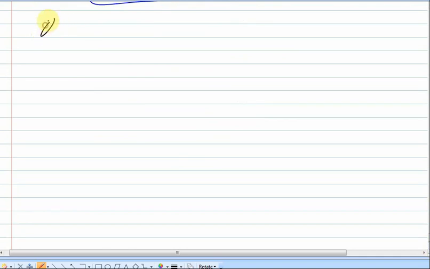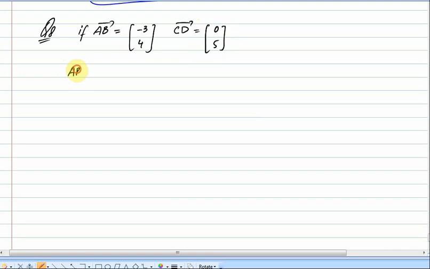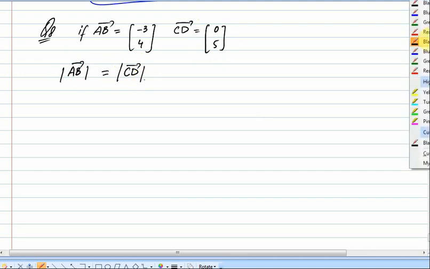It's question number 8. It says if AB is (-3, 4) and CD is (0, 5), show that the magnitude of AB is equal to the magnitude of CD. So first we need to try it by yourself.